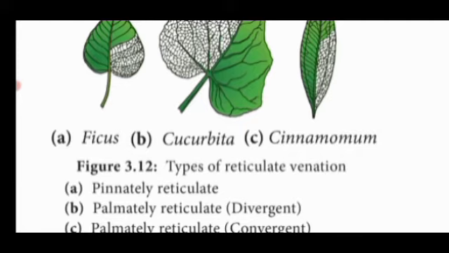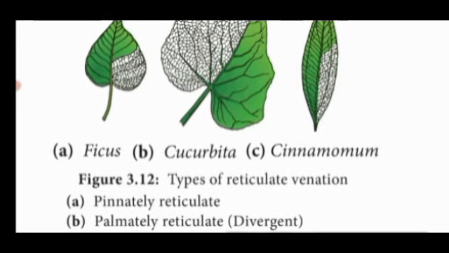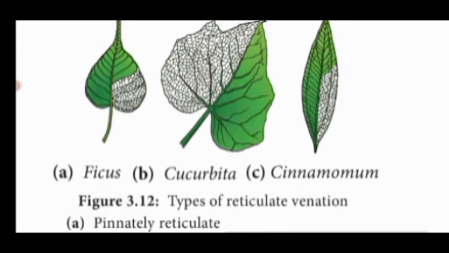The first is pinnately reticulate venation. It is also called unicostate reticulate venation. In this type of venation, there is only one midrib in the center which forms many lateral branches like a network. Examples, Mangifera indica, Ficus benghalensis, Nerium leaf.